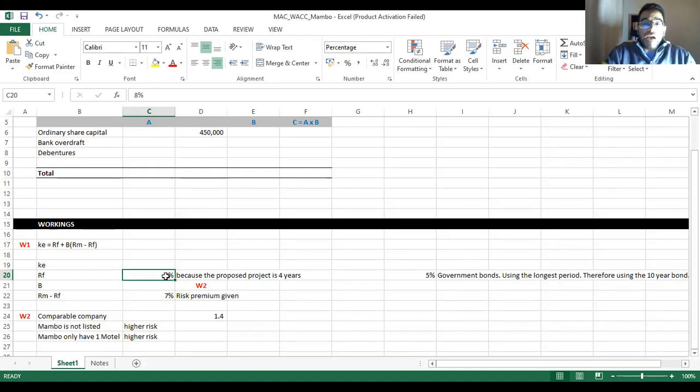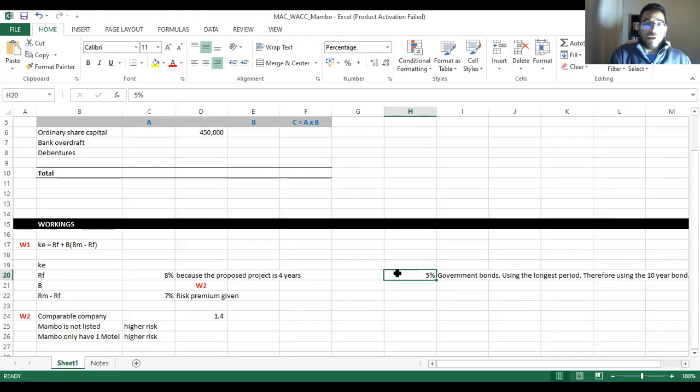So like I said, without looking at the solution, I'd have used 5%. But because I looked at the solution, I saw they used 8%, and they explained that the project is 4 years. But like I'm telling you, when you calculate WACC, you're not working out WACC for a specific project. You're working out WACC for the general company. So as a result, you should be using the 5% because equity is forever and ever. So the bond that is closest to forever and ever is the longest period bond, which in this case is 10 years. So just be aware of that.